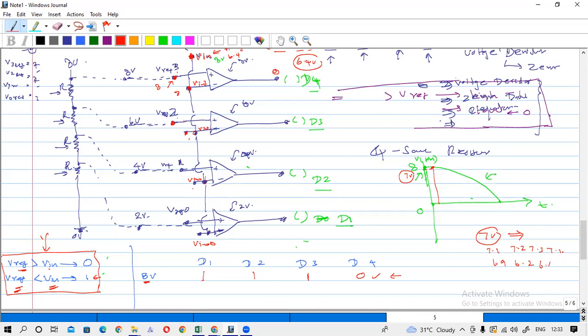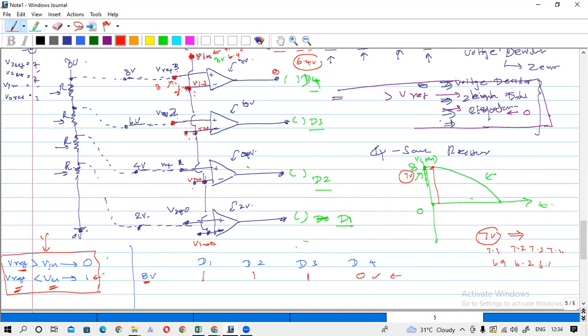Here you have 6.4 in V in. So here you can say that V in is less than V ref, so it will be 0. So your D4 will be 0. Correct? Okay, D4 will be 0.